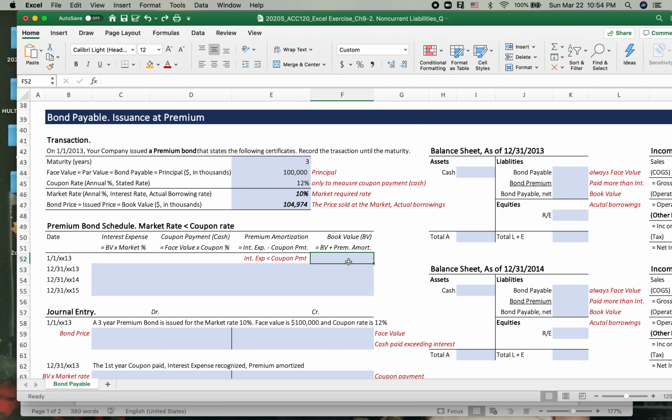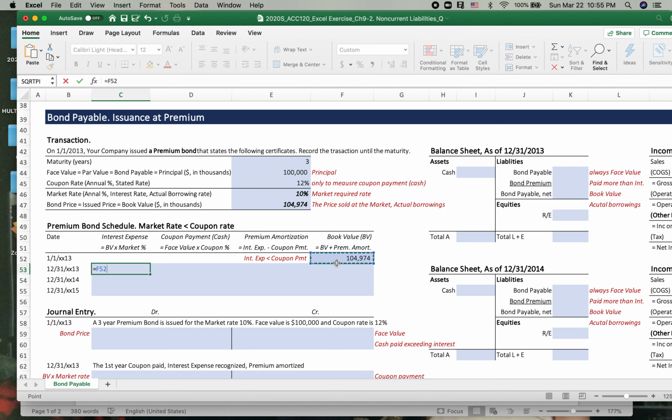The book value when the company issued the bond is 104,974, the actual issued price or bond price. The book value is comprised of $100,000 and 4,974, which is the bond premium. The interest expense: how do you get the interest expense in a year? Once the company borrowed 104,974, that is the financing amount that can be used to calculate the interest expense.